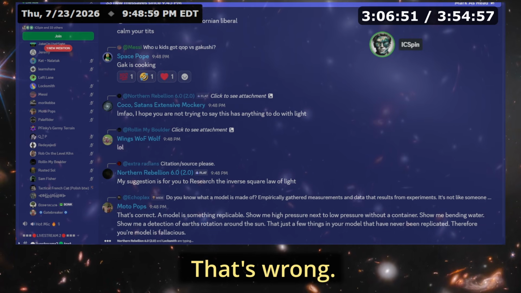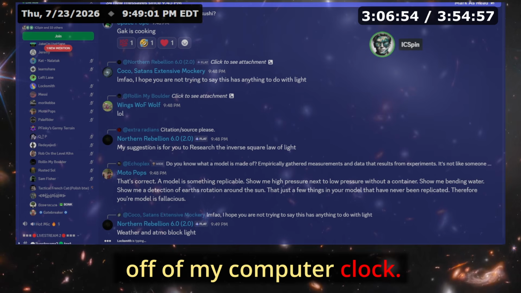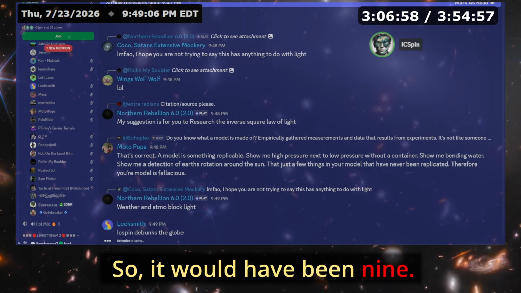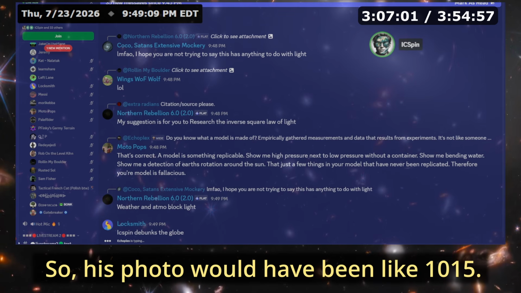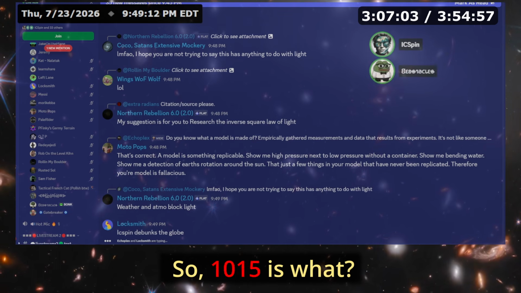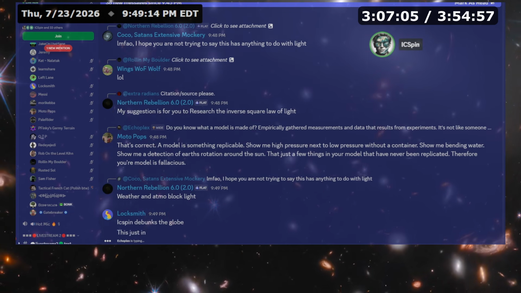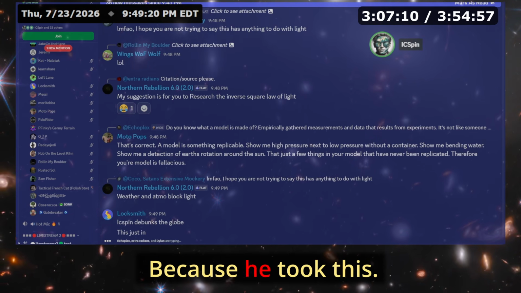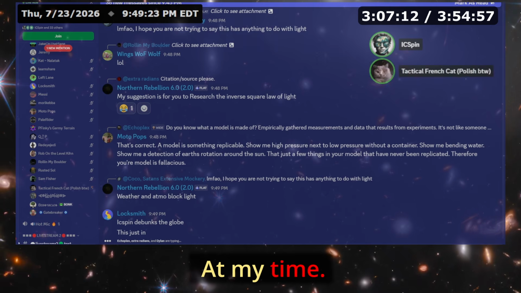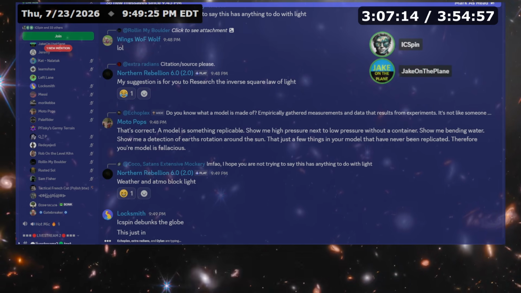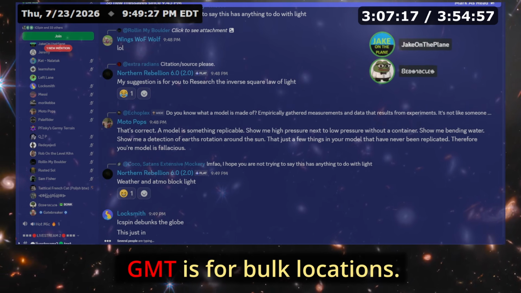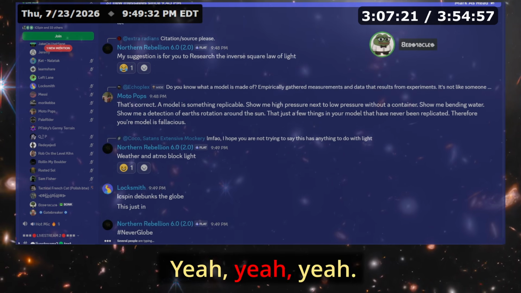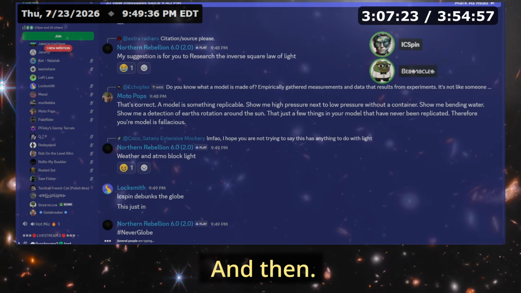Wait a second, that's wrong, because it's going based off of my computer clock. All right, so hold on. That's what I was checking. So it would have been 9. Was it 9? So his photo would have been like 10:15, so 10:15 is 22:15. No, you just have to go by Auckland time. No, because he took this at my time. It was 10:15, which is what this is going off. You just set it to whatever GMT is for both locations. I don't know exactly how to do it on the web version. Just go to 17 now. Yeah, that's when he posted it.